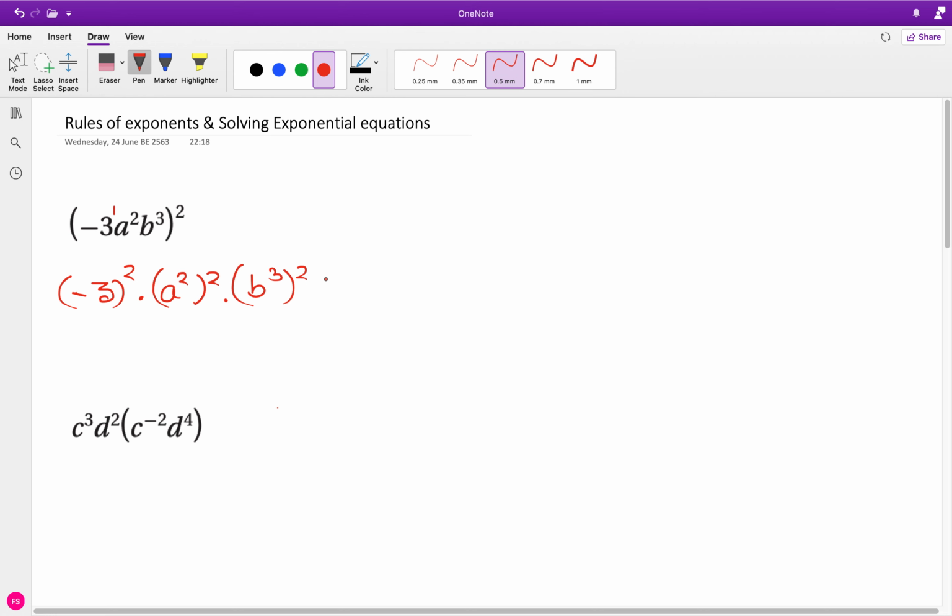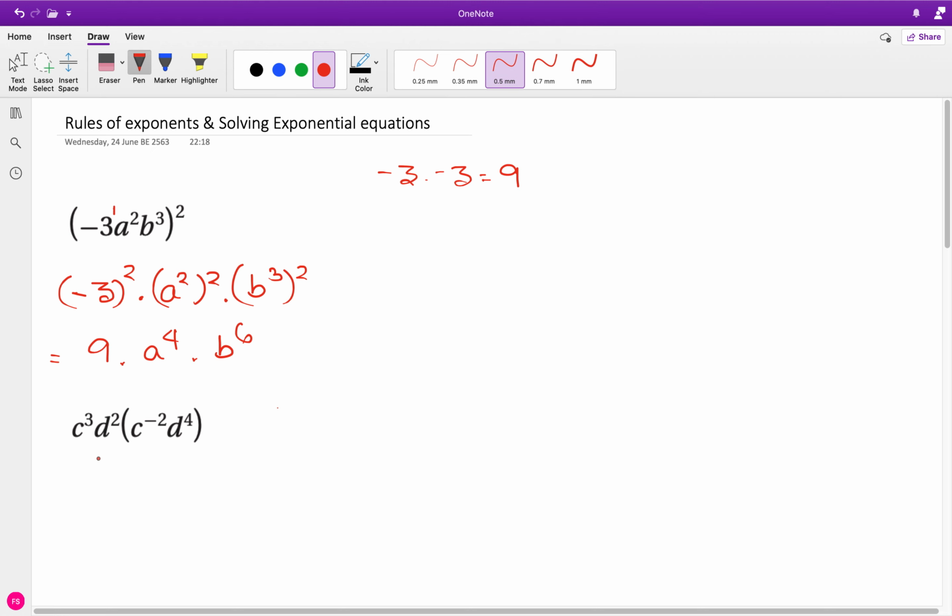Whenever you have a power outside, you always multiply the powers. So negative 3 whole squared means negative 3 times negative 3. This will give me positive 9. I'm just going to write 9. For a, 2 times 2 will give me 4. And for b, 3 times 2 will give me 6. So this equals 9a to the power of 4 times b to the power of 6.